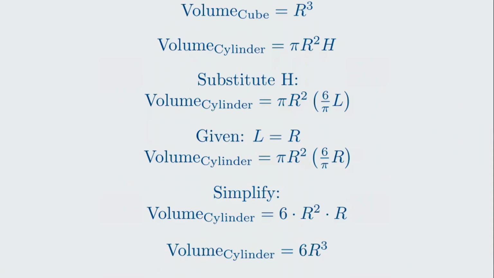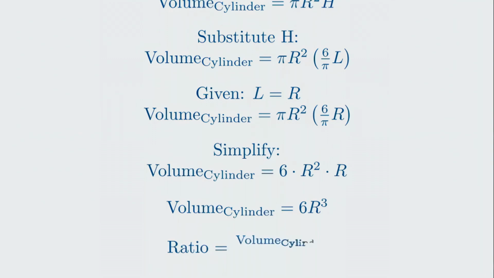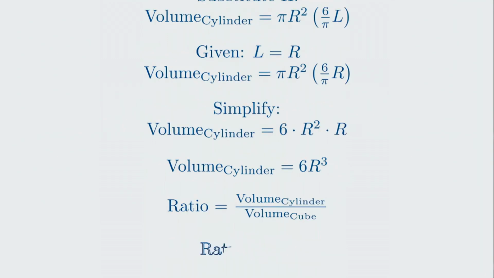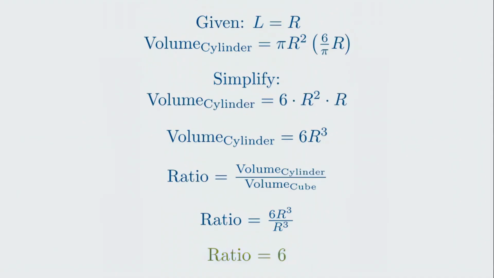Now we have both volumes in terms of the same variable r. Volume of the cube is r cubed, and volume of the cylinder is 6r cubed. The final step is to find the ratio of the cylinder's volume to the cube's volume. The ratio is 6r cubed divided by r cubed. The r cubed terms cancel out, leaving us with a ratio of 6. This is option B. The key here was to define all dimensions in terms of a single variable, r, and then substitute them into the volume formulas before simplifying. This ensured we were comparing like terms and allowed for cancellation.